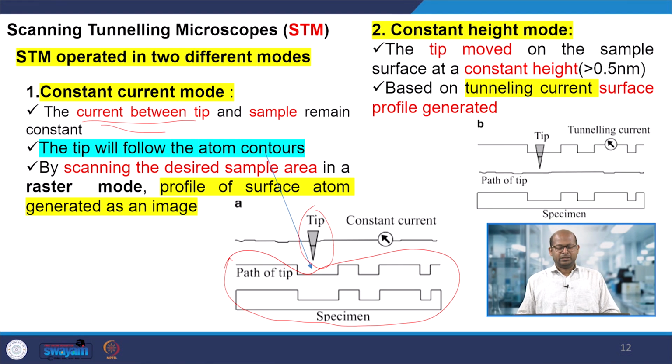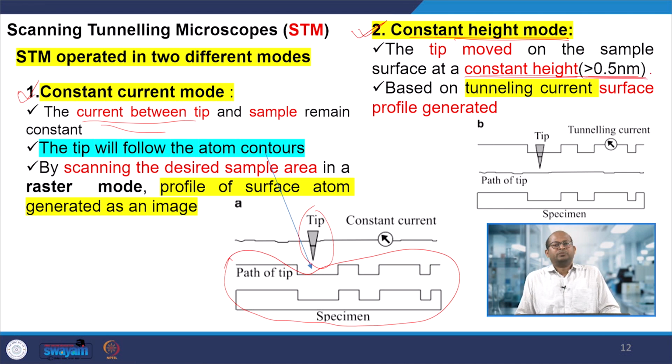Okay, the second one is the constant height mode. The earlier one was constant current mode, and this is constant height mode. Here the tip is moved from one point on the sample surface to another point, and the surface maintains a constant height, which may be in the nano range.